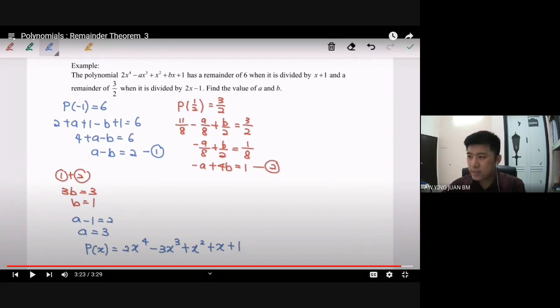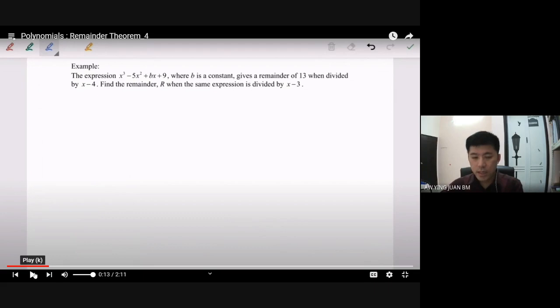Okay. Ada lagi example yang seterusnya, masih sama, remainder theorem. Saya akan bagi example yang berbeza. Beza ya. So ini adalah example 4. Masih sama ya, remainder theorem. Boleh? Kita ikut.